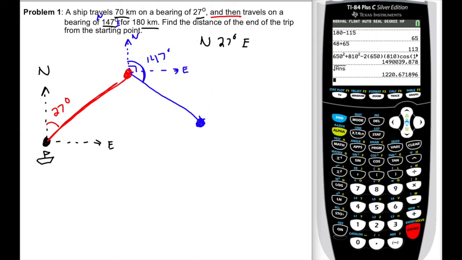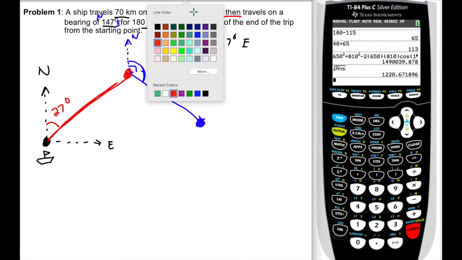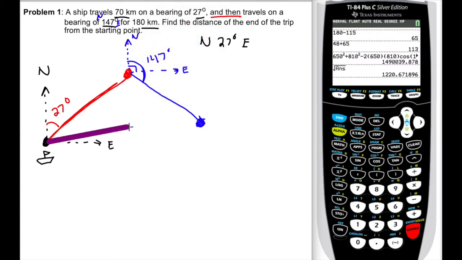And what I want to know, and I'm just going to change the color of this, so sorry if that little menu appeared there, is this distance right here. Okay. And so again, it's law of cosines. So let's take a look. Look here, we're told this is 70 kilometers.